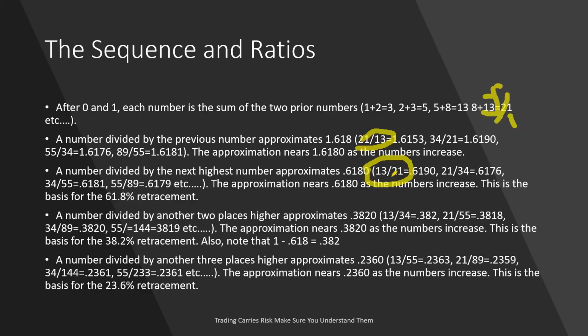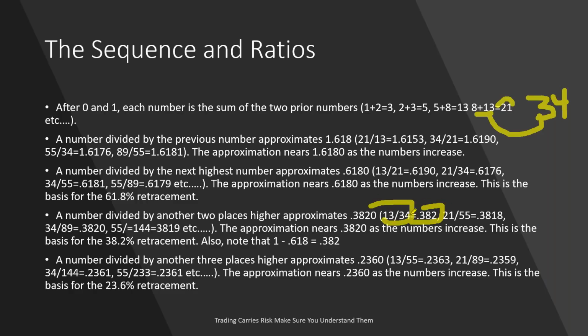Now, if we were to go one step farther, so instead of going to the 8 and 13, we had the 8 and 13 and then the 21 and the 13, which gave us the 34. And we were to go to 34 and go back 2 digits, that would give us 0.382. We went to 21 and 55, it would give us 0.3818. It's always going to be an approximation of 38.2, which gives us the 38.2 retracement.